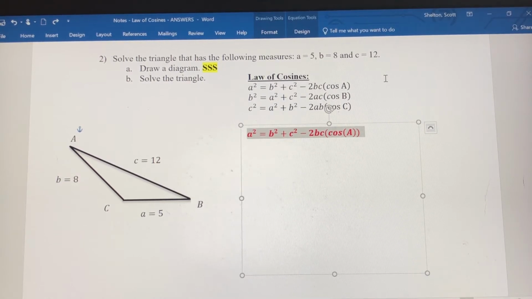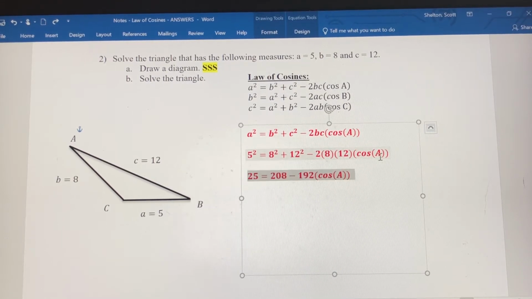So we plug in the values we know. Plug in 5 for A, 8 for B, 12 for C. Same thing here and here, 8 and 12 respectively for B and C. And then we're going to find angle A. We're going to do a little math, clean things up.